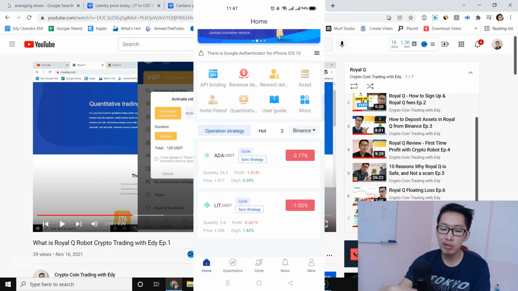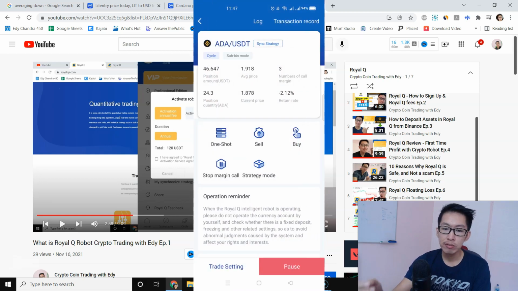Now you can see I was assigned two coins, and there is a lead entry called lead, and then ADA or Cardano. Let me show you the Cardano. Now when you click on the coin, you will see this interface. This is if you want to trade manually. If you want to do something manually, you come here.